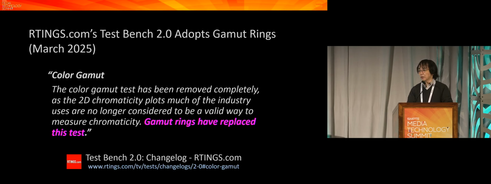Here is the quote from their changelog, but I found some errors here because it was among the transition from the chromaticity gamut to color gamut. The chromaticity gamut test has been removed completely, as the 2D chromaticity plots much of the industry uses are no longer considered to be a valid way to measure color gamut. So they abandoned the RGB triangle metric, and the gamut rings have replaced this test.